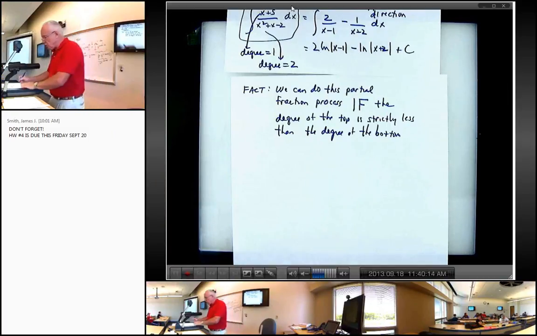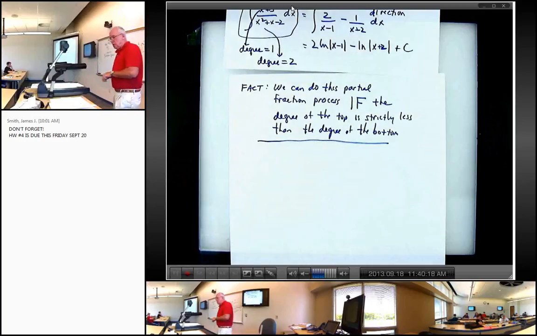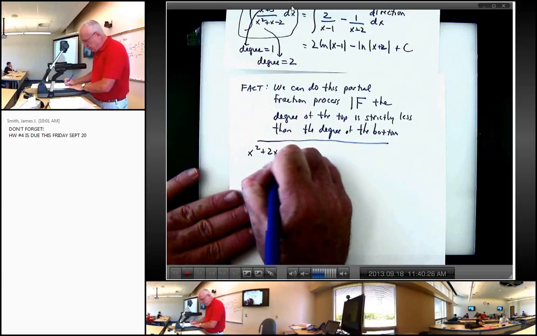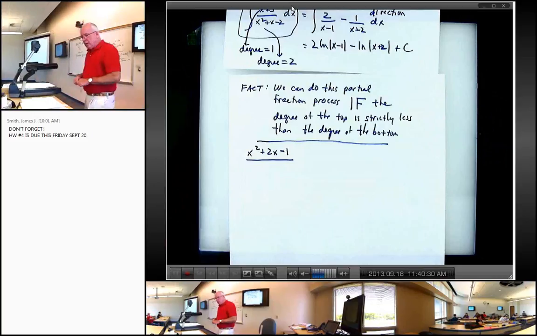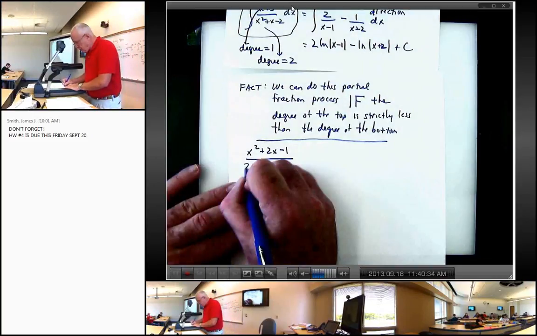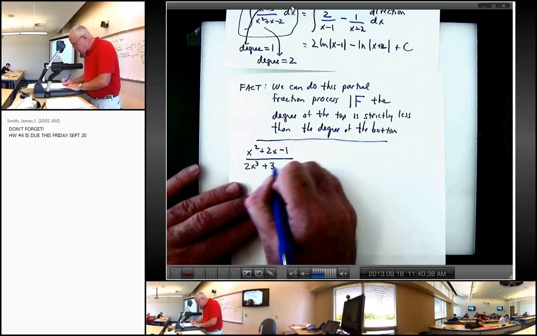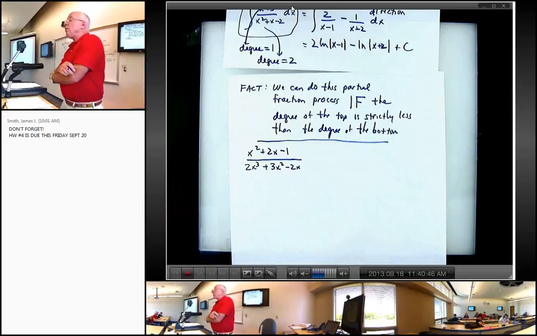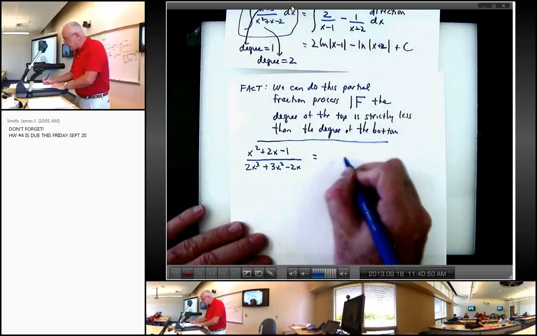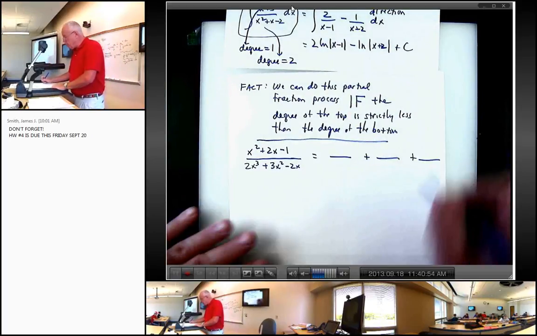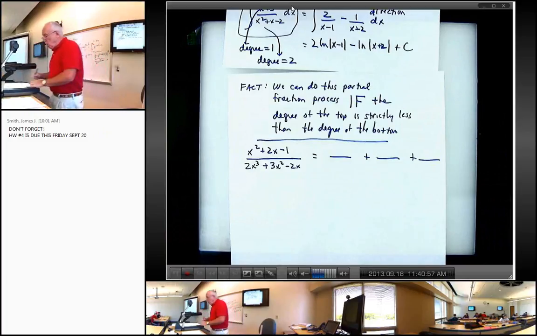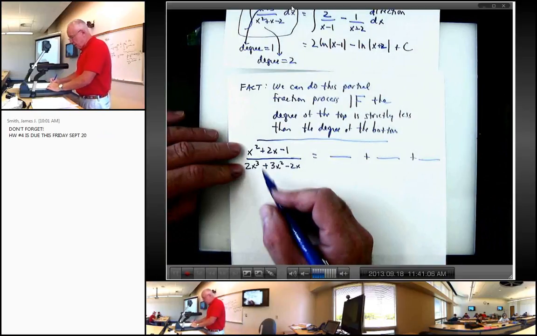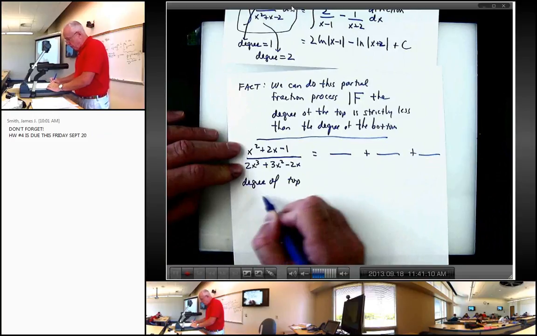We have time for me just to get a start on this process. Let's look at this. I'm not going to put the integral in here yet, just the expression. On the top, we have x squared plus 2x minus 1, and on the bottom, we have 2x to the third plus 3x squared minus 2x. Ooh, okay. Now we want to represent this as something plus something, however many we need, and we'll find out how many we need. First, we notice that the degree of the top is less than the degree of the bottom. You want to make note of that.